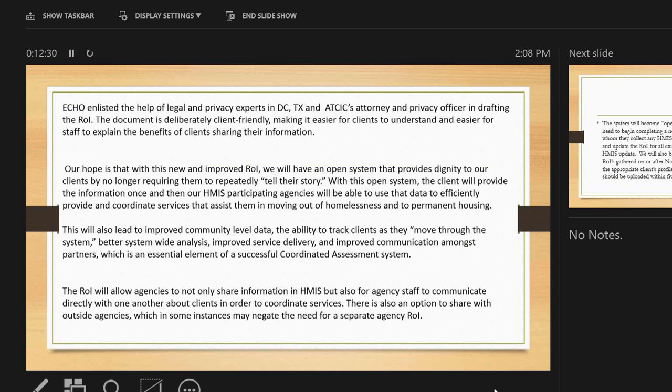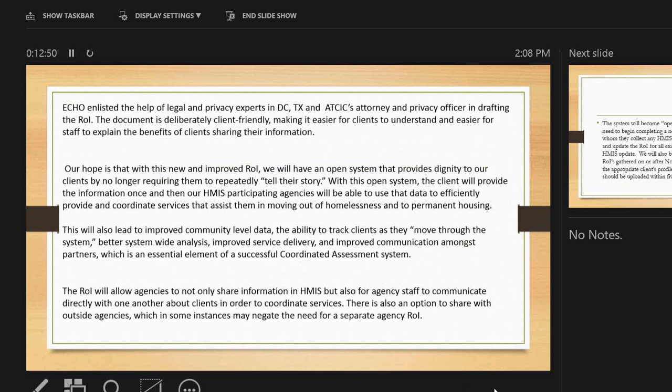So additionally, this will also lead to improved community-level data, the ability to track clients as they move through the system from agency to agency and housing intervention to housing intervention, better system-wide analysis, improved service delivery, and improved communication amongst HMIS agency partners, which is an essential element of a successful coordinated assessment system.